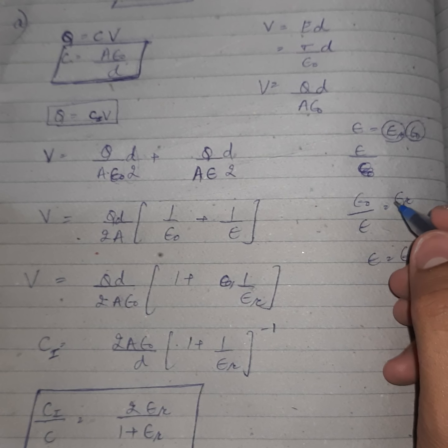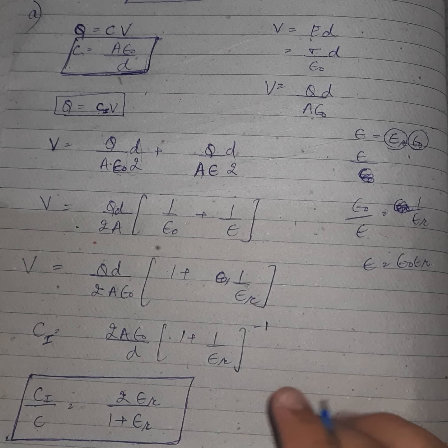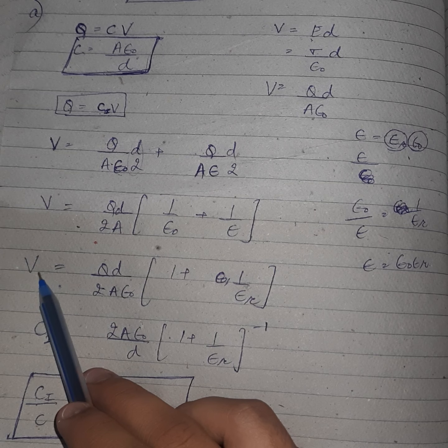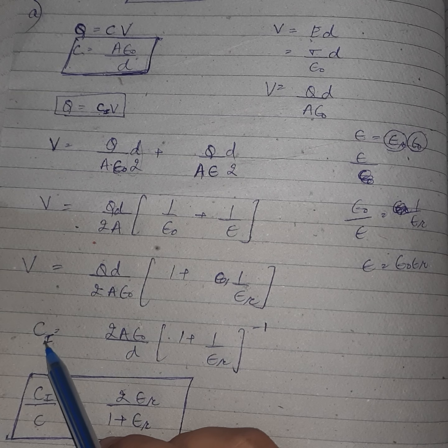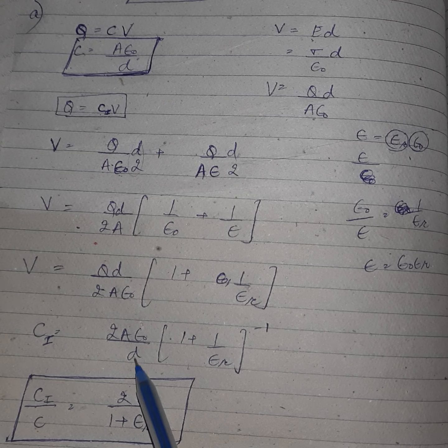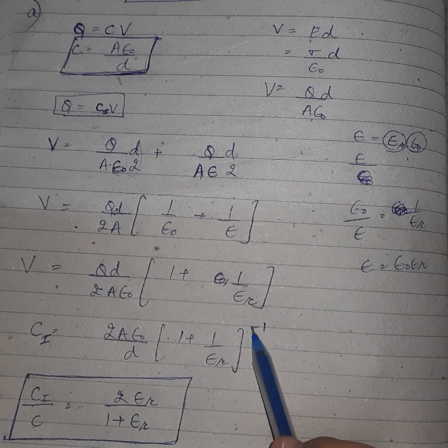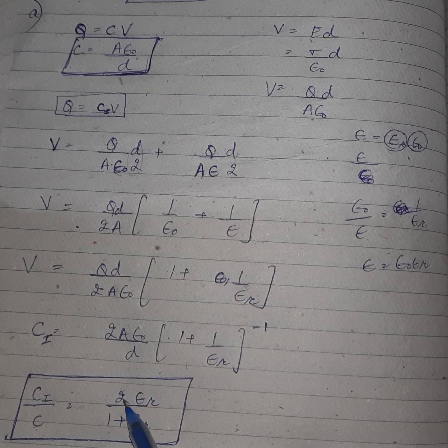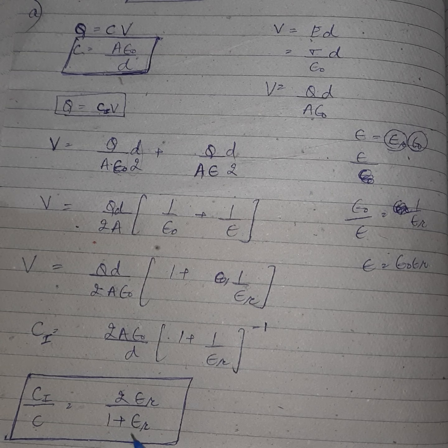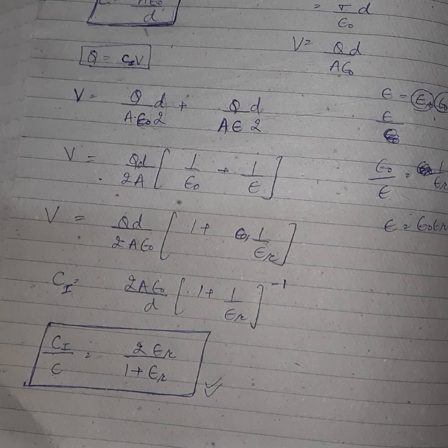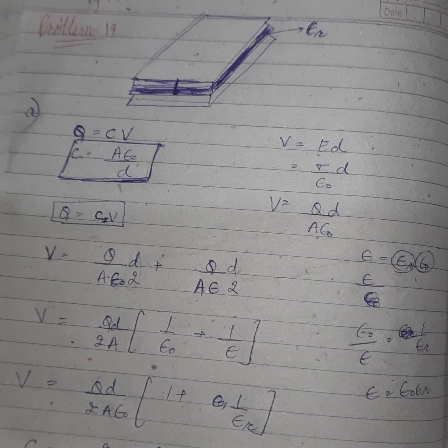So, on taking Q upon V, we get the increased capacitance as 2A epsilon upon D, and 1 plus 1 upon epsilon r to the power minus 1, and on taking the fraction we get 2 epsilon r upon 1 plus epsilon r. So this is the fraction increased when we talk about the distribution like this. Now let us talk about part number B.